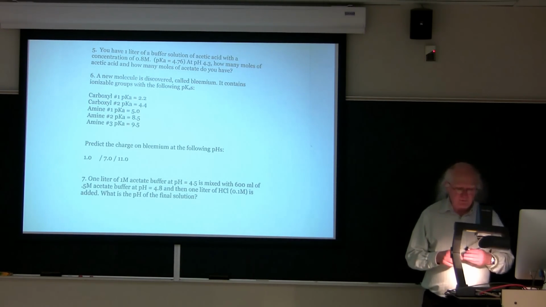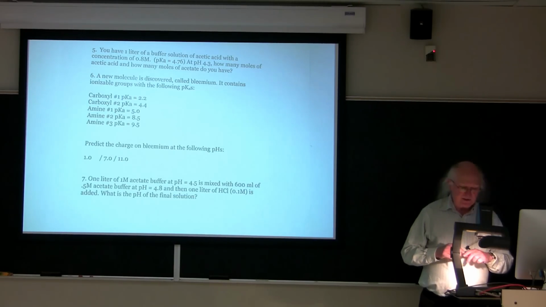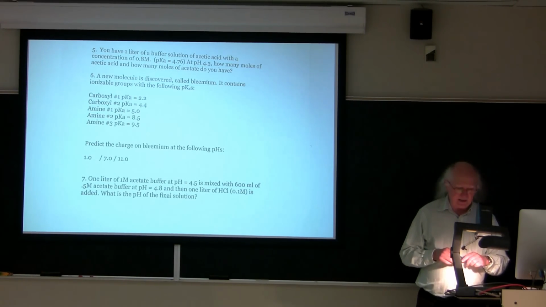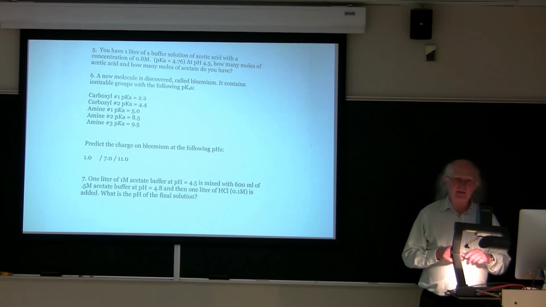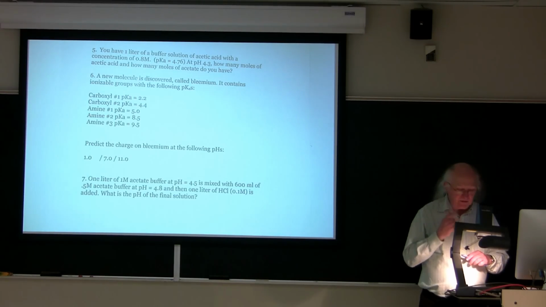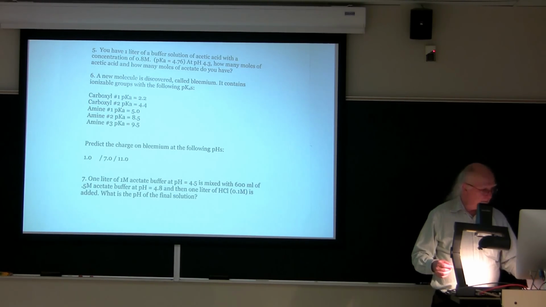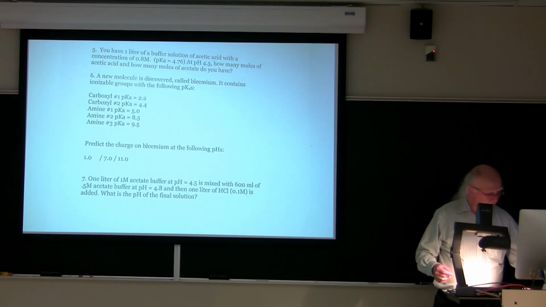Okay, let's turn our attention now to problem number 5. In problem number 5, it says that you have a liter of a buffer solution of acetic acid with a concentration of 0.8 molar. The pKa of acetic acid, of course, is 4.76. And it says at pH 4.3, how many moles of acetic acid and how many moles of acetate do you have? Well, this problem is a little bit more involved, but it's not a difficult one.